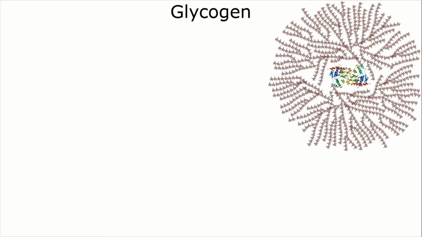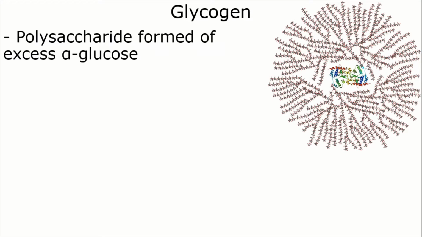Glycogen is the energy storage material for animals. You can see a picture here in this top right hand corner. You can see it's got all of these side chains. It's a big molecule, and this is very important when we look at how it's broken down. So glycogen is a polysaccharide formed of excess alpha glucose.